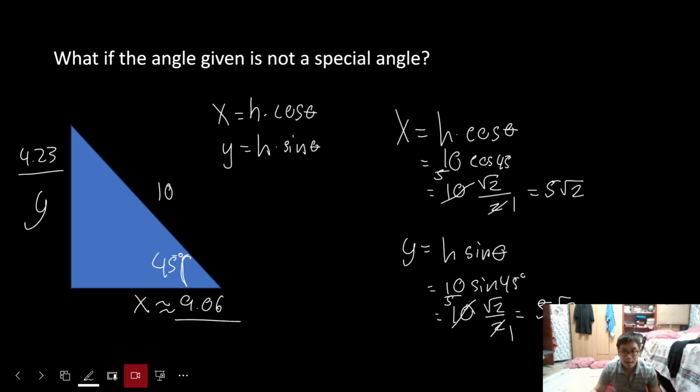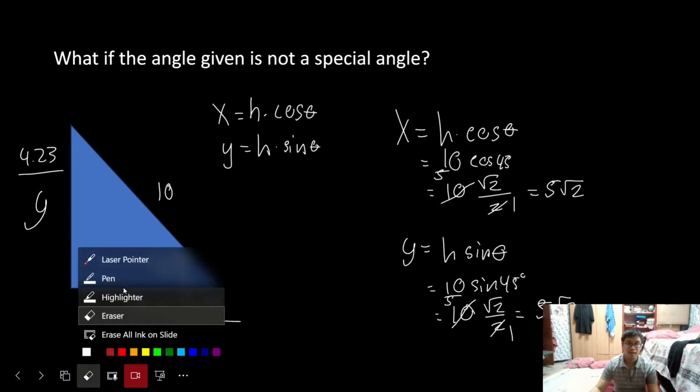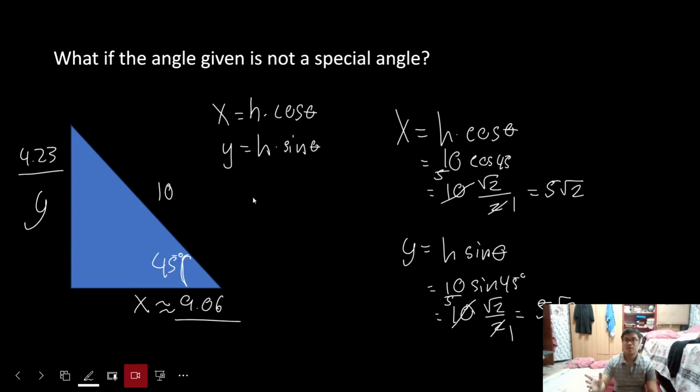Okay? And I introduced to you what if the given hypotenuse is not 1 but 10? Because we all know that in the unit circle, we use hypotenuse of 1 because the radius is 1 unit long. Now, how about if the hypotenuse is not 1? So you will be using this. Okay? You will be using this one. All right? So that's it.